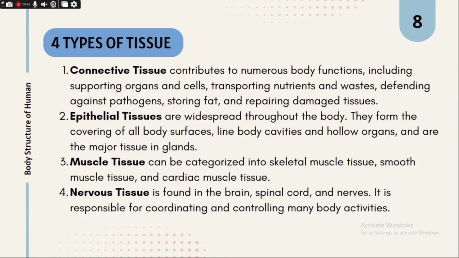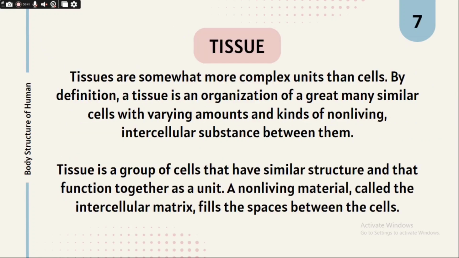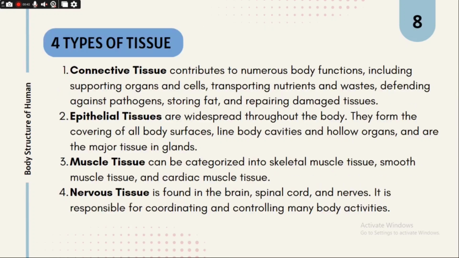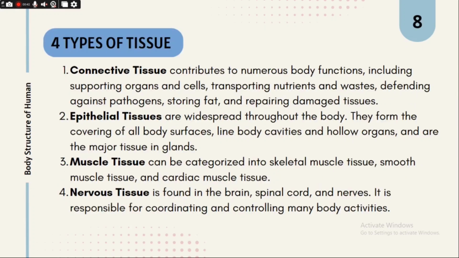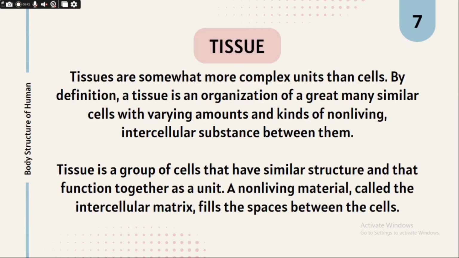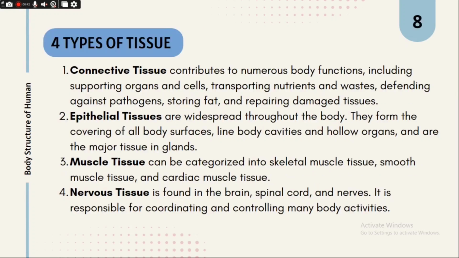And lastly, nervous tissue. It is found in the brain, spinal cord, and nerves. It is responsible for coordinating and controlling many body activities. So, nervous tissue, basically, makikita siya sa ating nervous system, which is sa mga brain, sa spinal cord, and it monitors our body functions.